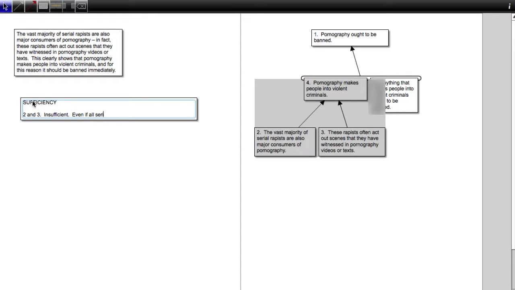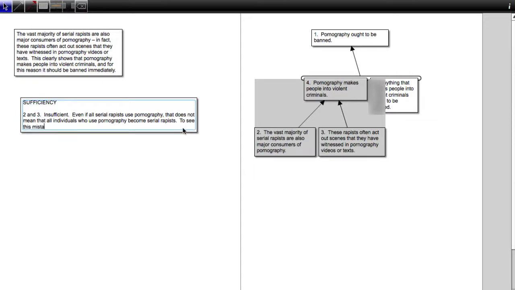Even if all serial rapists use pornography, that does not mean that all individuals who use pornography become serial rapists. I could provide an analogy here. The same applies, say, to... let's start that sentence over.